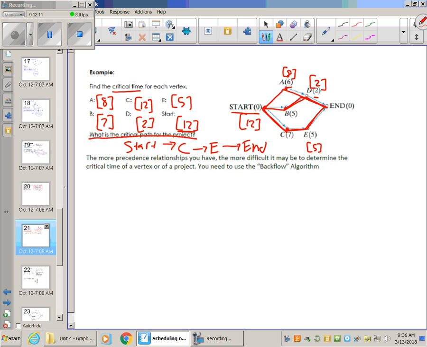Okay? So, turns out the more precedence relationships that you have, the more difficult it may be to determine the critical time of a vertex or of a project. Okay? Doing this problem wasn't so bad, but once we add more precedence relationships, it can become a little bit confusing. That's where we come up with a little algorithm called the backflow algorithm that kind of helps us determine each vertex's critical time.